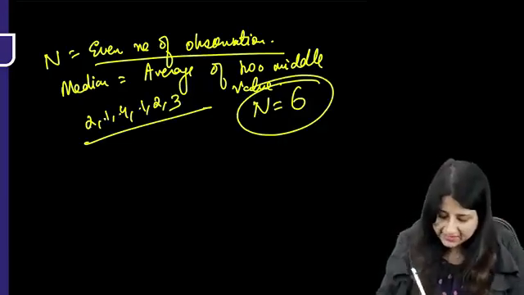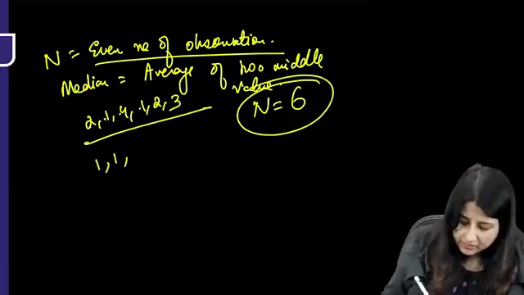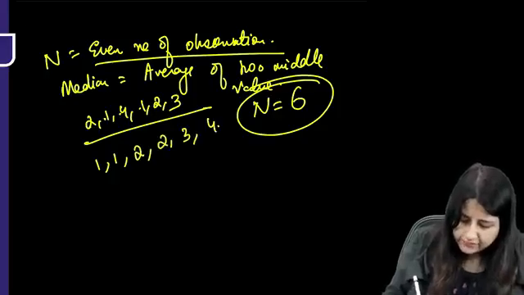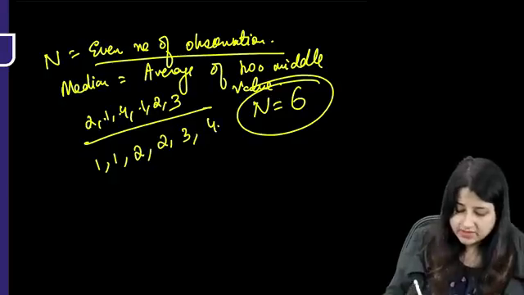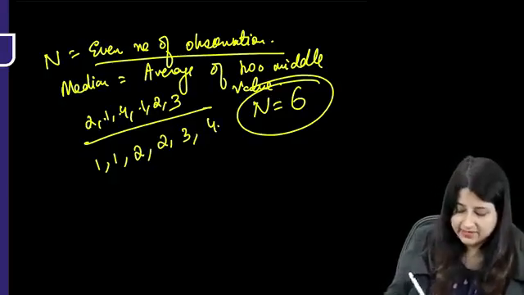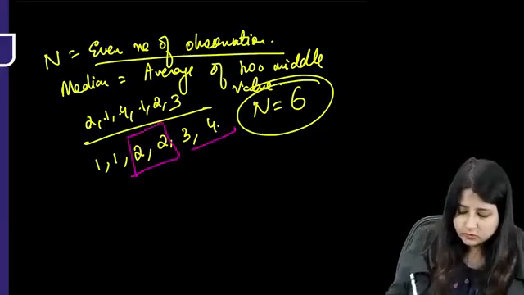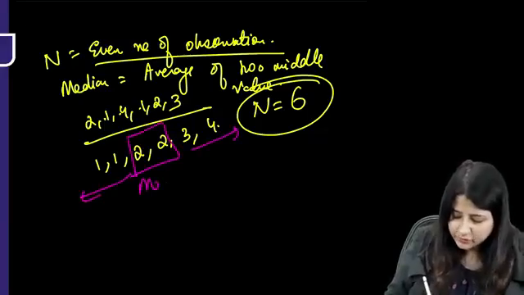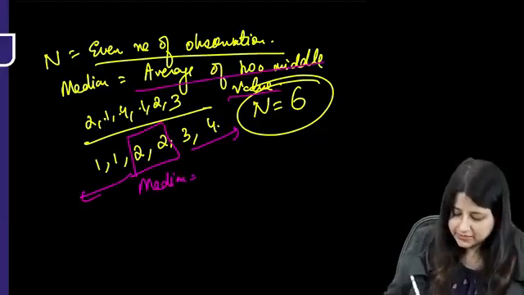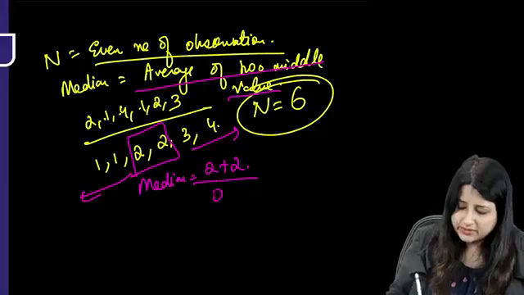So first I'm going to arrange in an ascending order: 1, 1, 2, 2, 3 and 4. Now what is going to be your median? It is going to be the average of the two middle values. That means these two values are in the middle, with values above and below. So when I have to calculate the median, it is the average of the two middle values. So that is 2 plus 2 divided by 2.